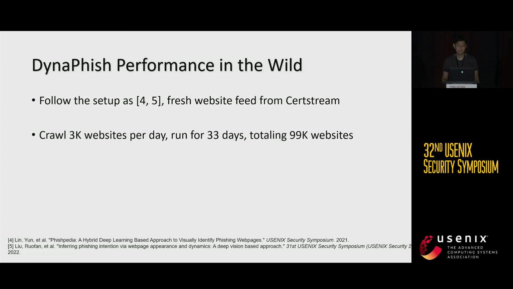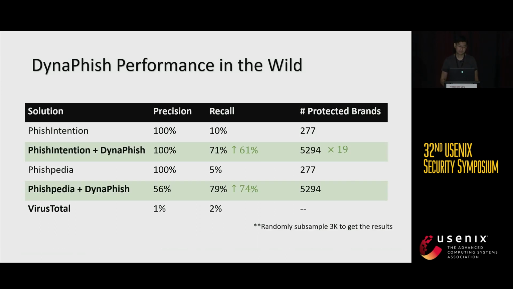Also, in our open world experiment, we try to take the zero-day or emergent phishing websites from the search engine, and we crawl 3K websites every day, and we ran it for more than a month. So we have close to 100K websites in total. We run our phishing detection engines against those websites to see how many phishing websites we can find. So here are the results.